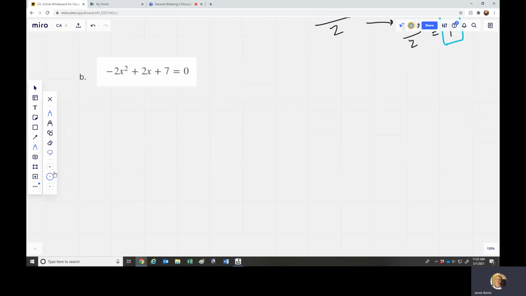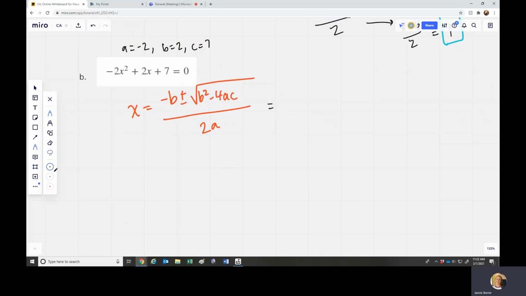All right, so quadratic formula. Everything's on one side. Sweet, we don't have anything to do here. We can jump straight into the quadratic formula. So we have negative b plus or minus the square root of b squared minus 4ac divided by 2a. In our example, a is negative 2, b is 2, and c is 7. So let's plug those numbers in.